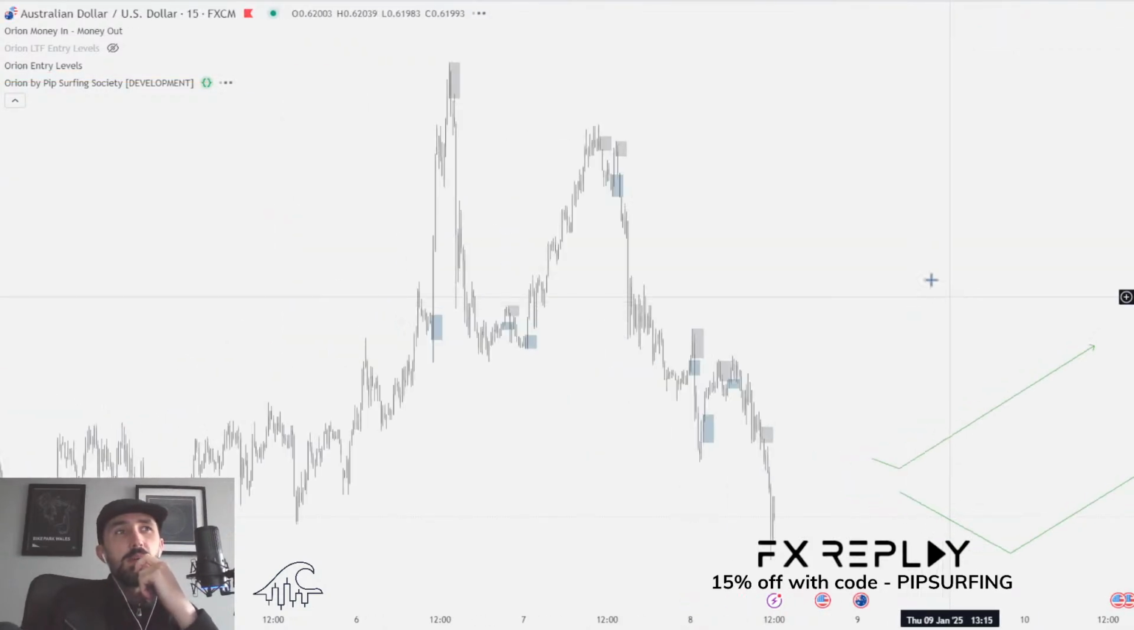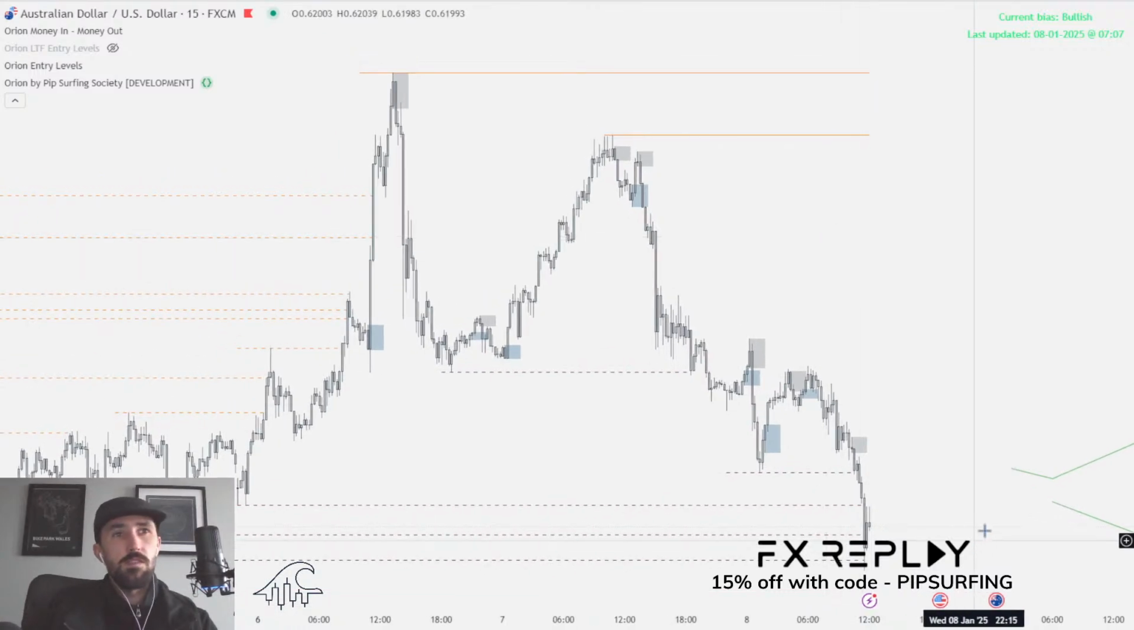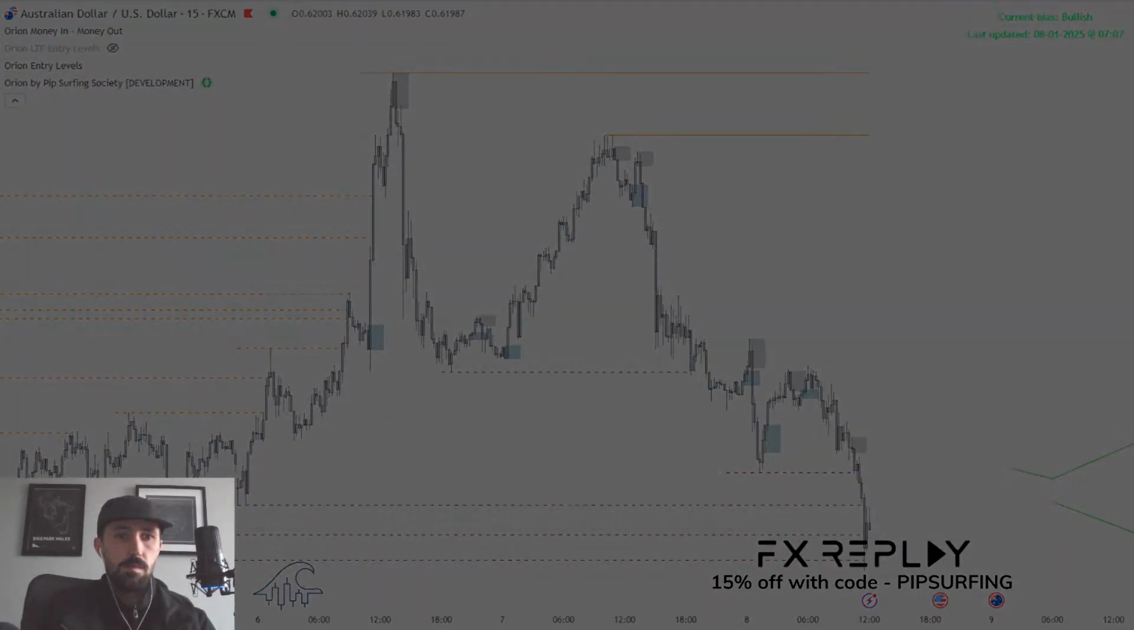The AU setup yesterday as well. Not yesterday, sorry. We don't have it highlighted because I didn't actually get involved with it, but I'll show you the setup here. We posted it in the Discord. It was super clean. Right here.